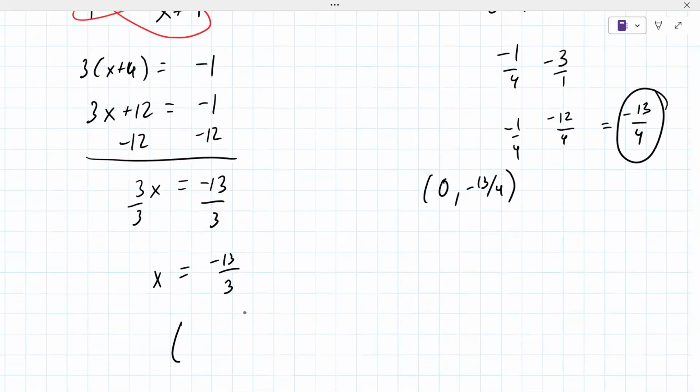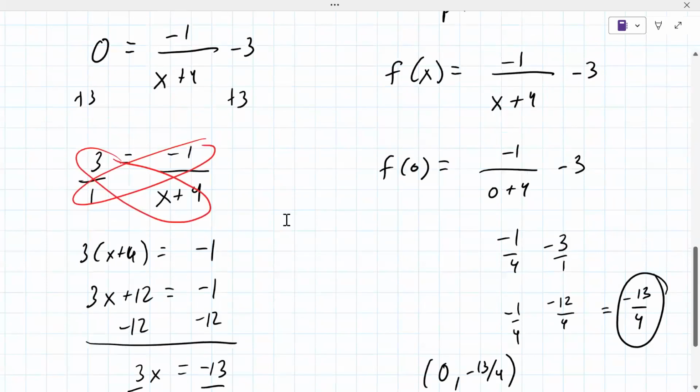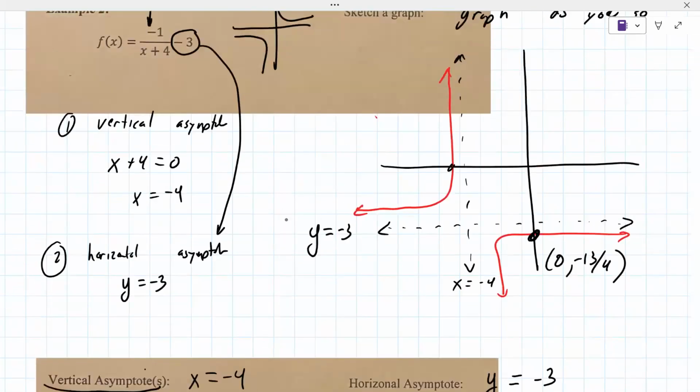So the x-intercept, again, it is an ordered pair. y is 0, but x is -13 over 3. So you might want to go and put that again in your graph. Like that.